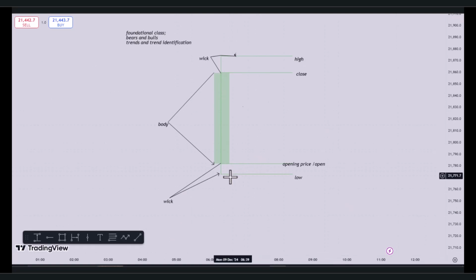So yeah, this is for the bullish candle. This shall be our low. That is the lowest price at the wick. Then the opening price is where the candle opens, then the closing price is where the candle closes, then the high is the highest price the candle reached before it closes.